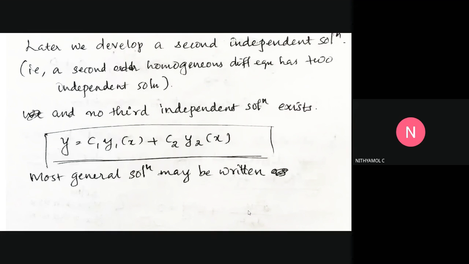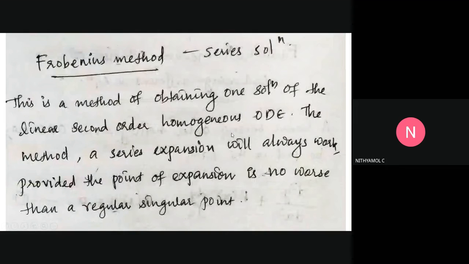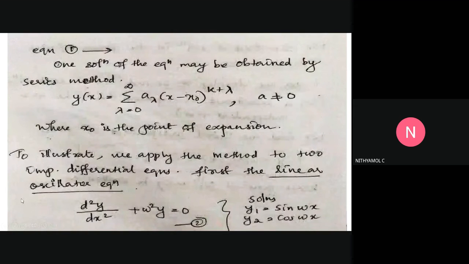y is equal to c1 y1 of x plus c2 y2 of x. We find the two solutions y1 and y2. Frobenius method, series solution. This is a method of obtaining one solution of the linear second order homogeneous ordinary differential equation. The method, a series expansion, will always work provided the point of expansion is no worse than a regular singular point. So equation 1, its solution we can obtain with this method.